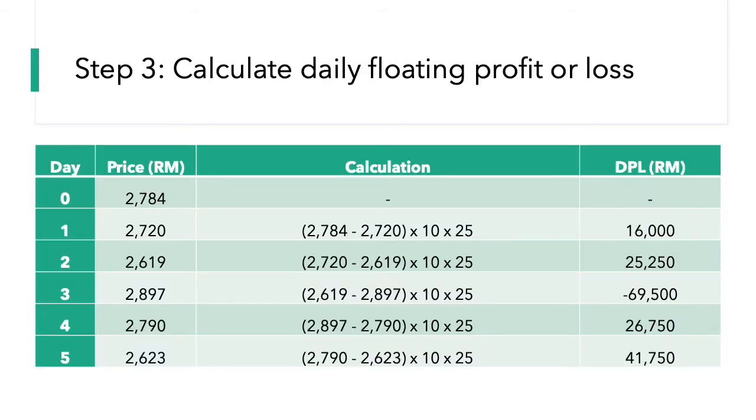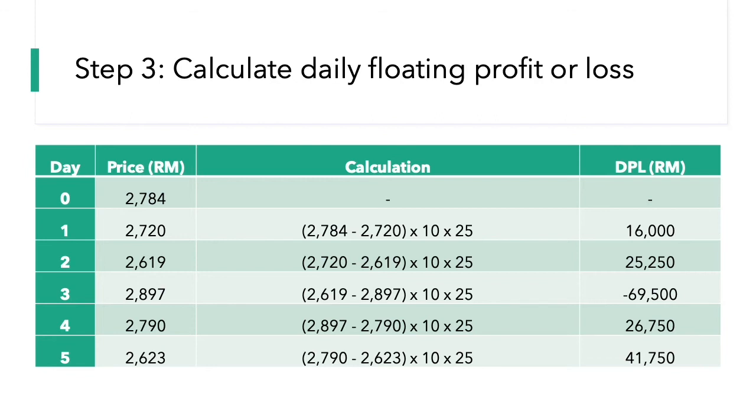Step number 3, you need to calculate daily floating profit or loss. Okay, so you have price from day 0 until day 5. So this is speculation strategy, speculative selling strategy. You start in day 0 at 2784, you sell futures contract. So broker assumes you're going to close out tomorrow, so day 1 becomes the buying price, 2720.